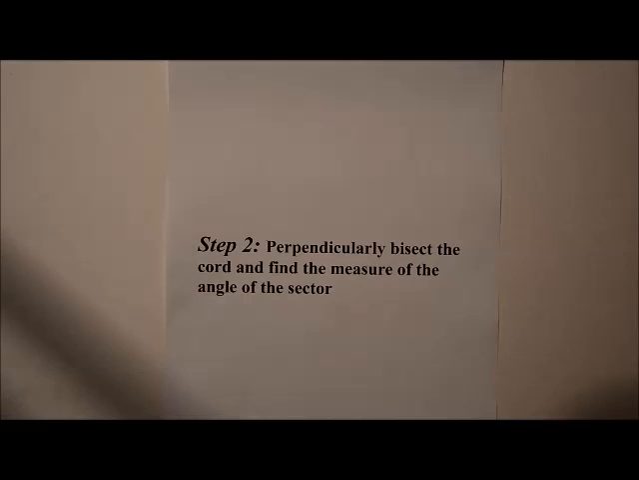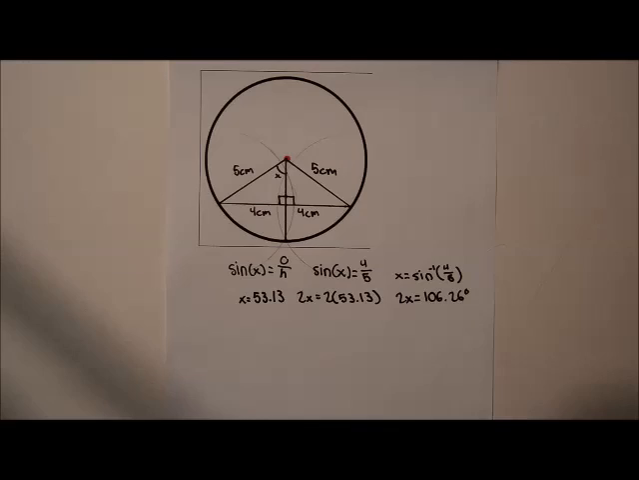Step 2. Perpendicularly bisect the chord and find the measure of the angle of the sector. Use a compass to perpendicularly bisect the chord. When the chord is perpendicularly bisected, the isosceles triangle created in the last step will be split into two congruent right triangles. These congruent right triangles will be used in order to find the measure of the angle of the sector. The measure of the angle of the sector is congruent to 2x.